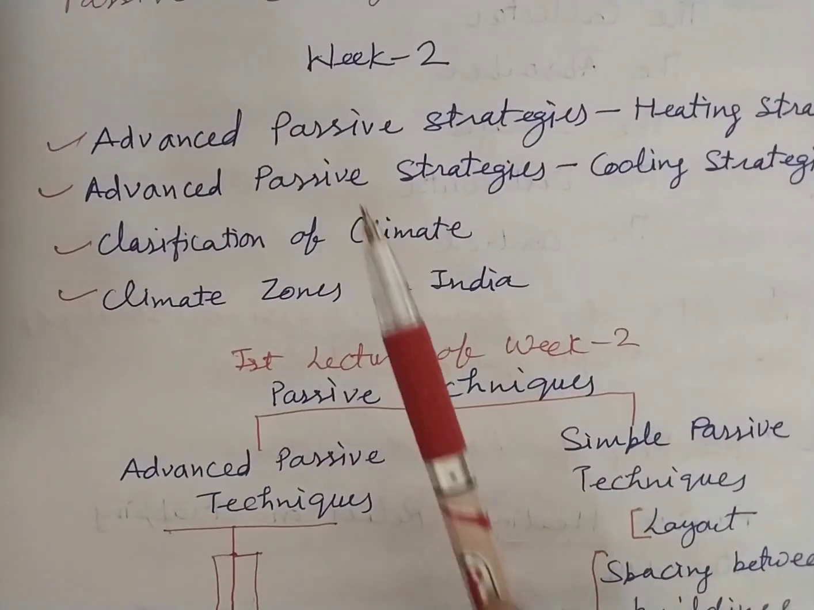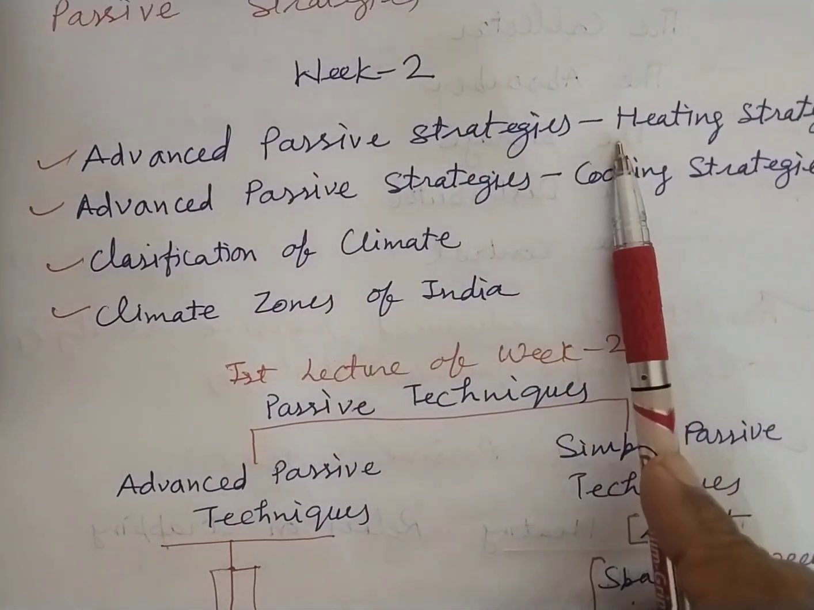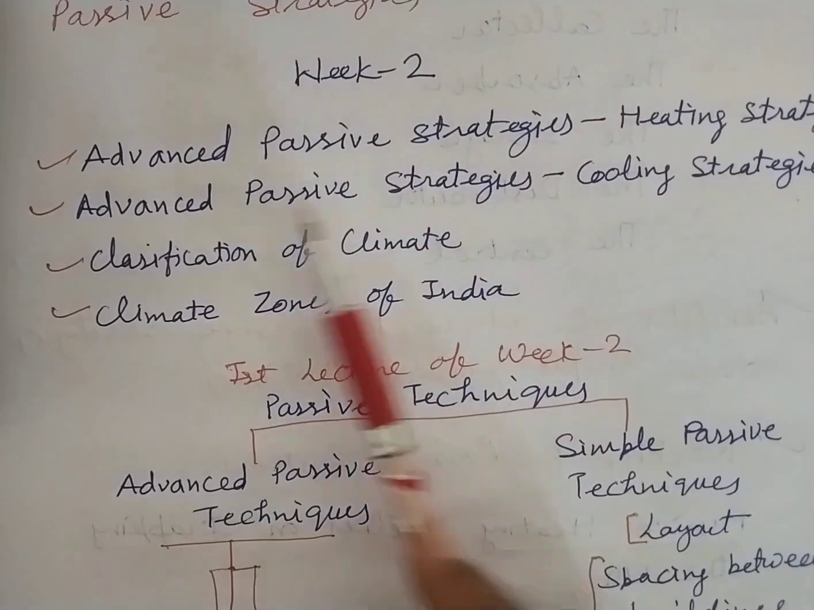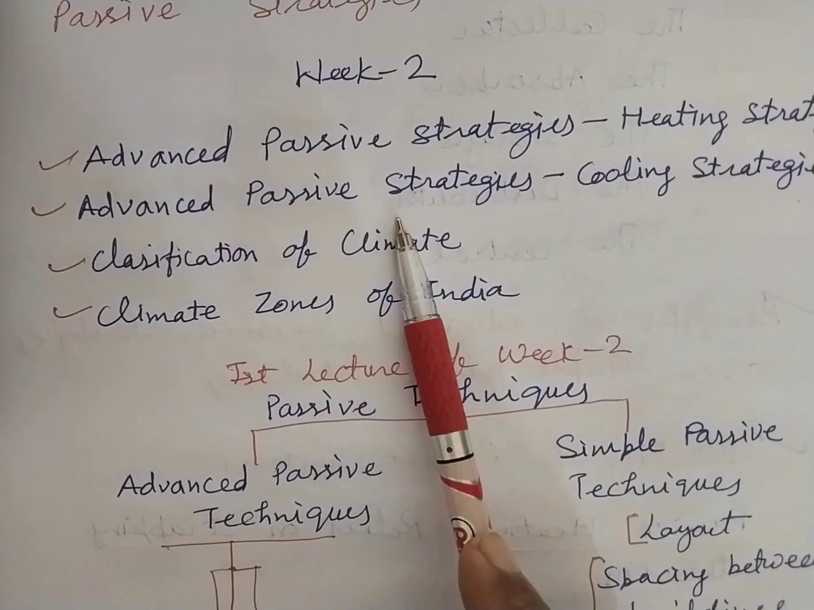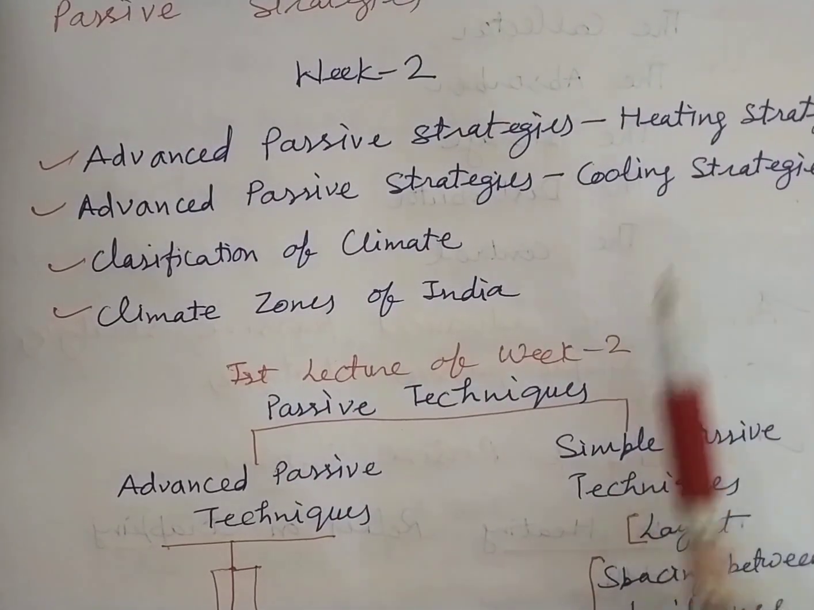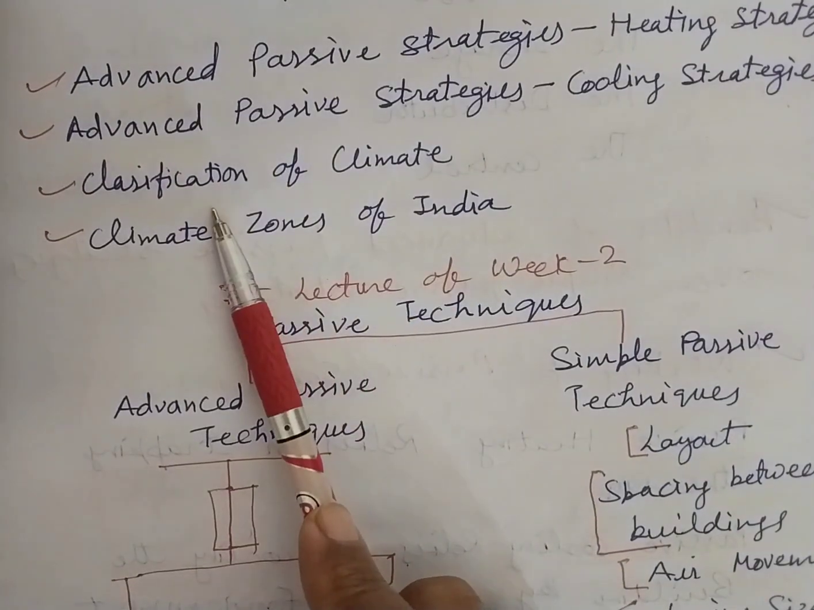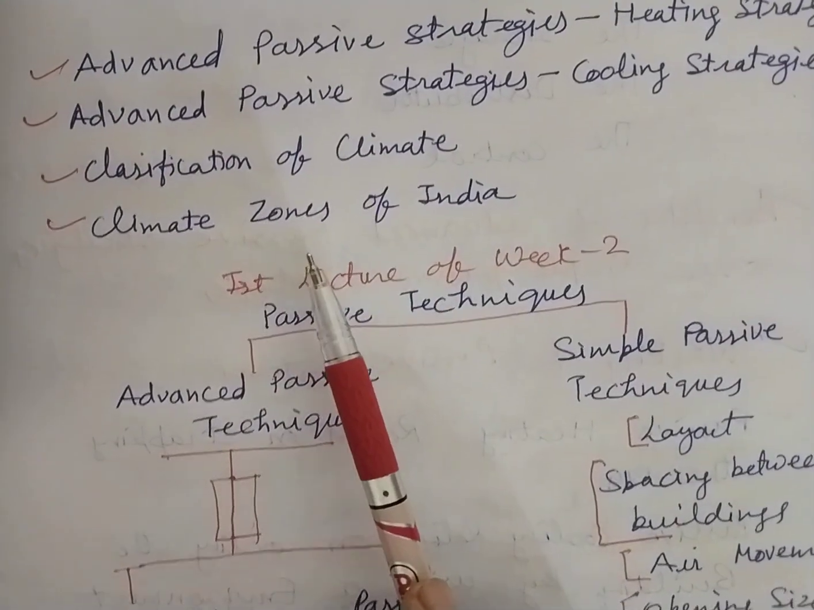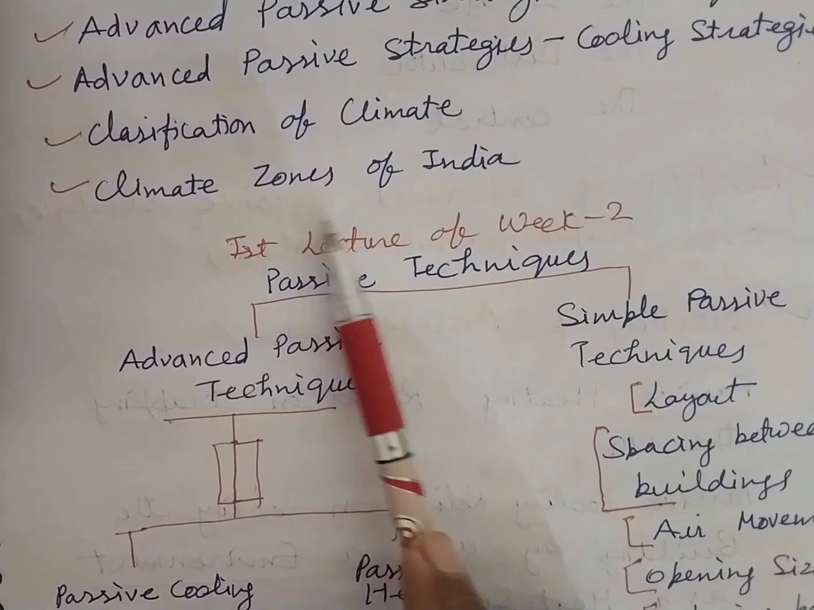First lecture is on advanced passive strategies, heating strategies. Second is on advanced passive strategies, cooling strategies. Third lecture covers classification of climate. Fourth one covers climate zones of India.